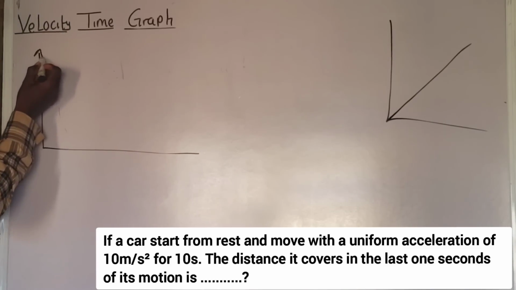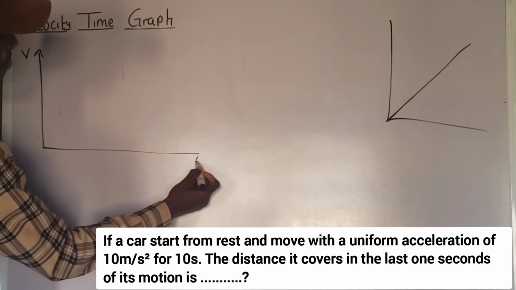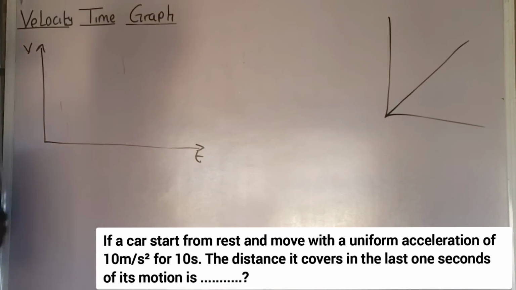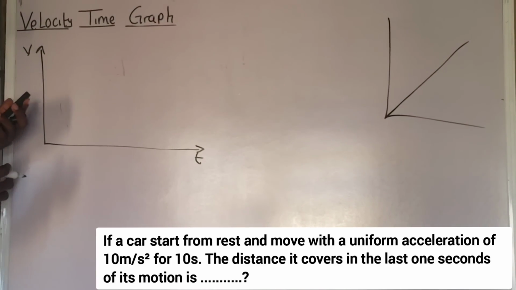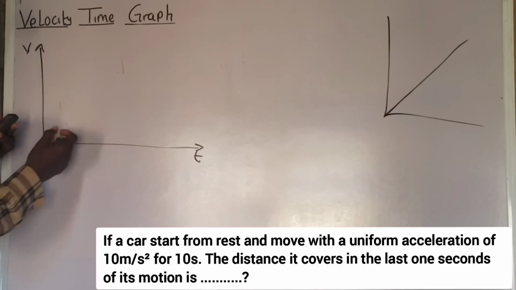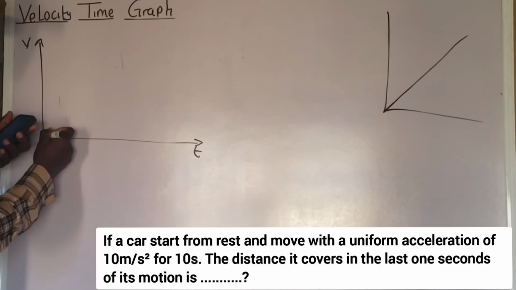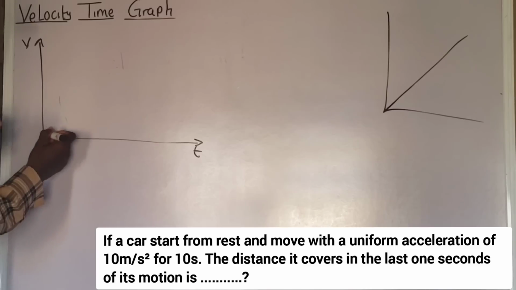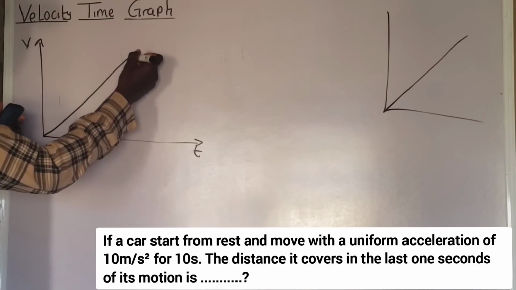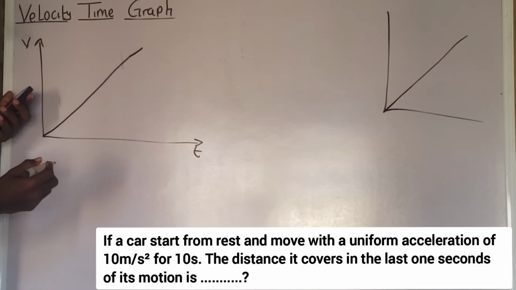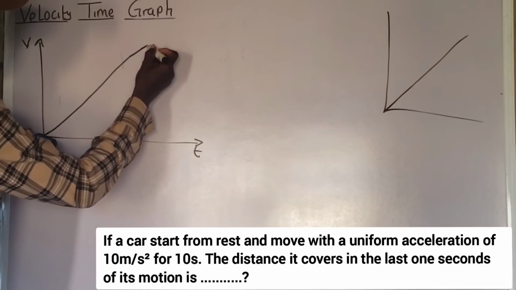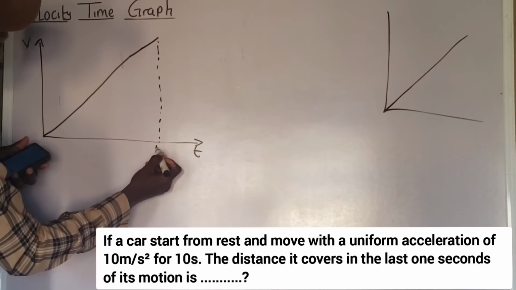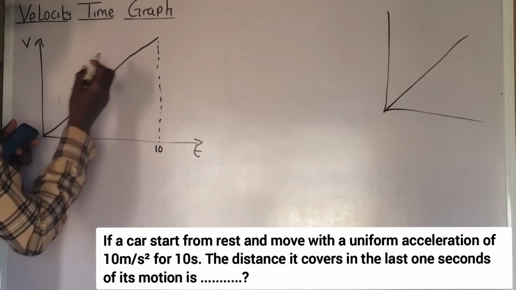Let this be v, and we have t in this place, you understand. Now we are told that the car starts from rest and moves with uniform acceleration of 10 meters per second squared. So because the car starts from rest, we're going to start from origin 0,0, you understand. This is the origin. So it starts from where it's going to move like this, for 10 seconds.